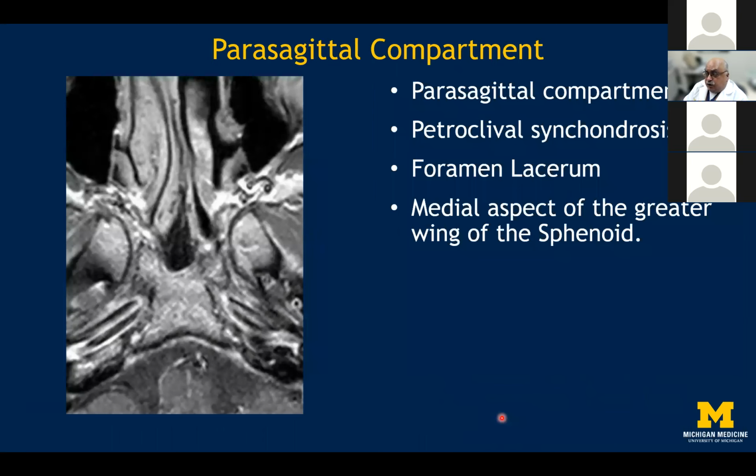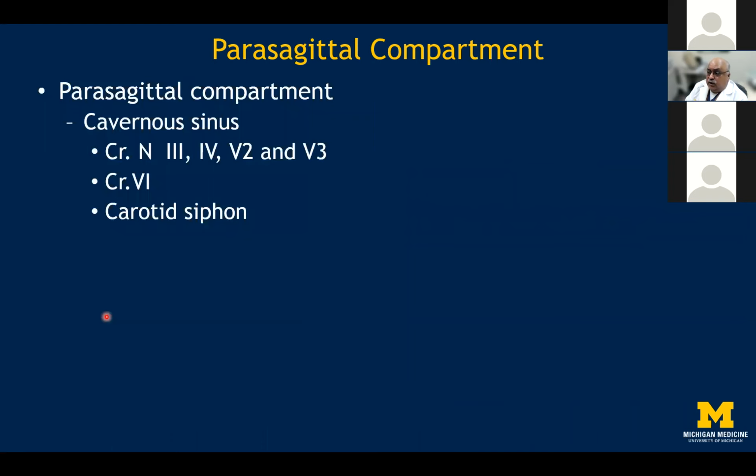In the parasagittal compartment, the importance of looking at the petroclival synchondrosis and the foramen lacerum, which lies just lateral to the carotid canal, is of utmost importance. The medial aspect of the greater wing of the sphenoid bone also forms the boundary of this parasagittal component, which is important because it contains the cavernous sinus, and in the cavernous sinus are the cranial nerves 3, 6, 4, and the 2 divisions of the trigeminal nerve together with the carotid siphon.